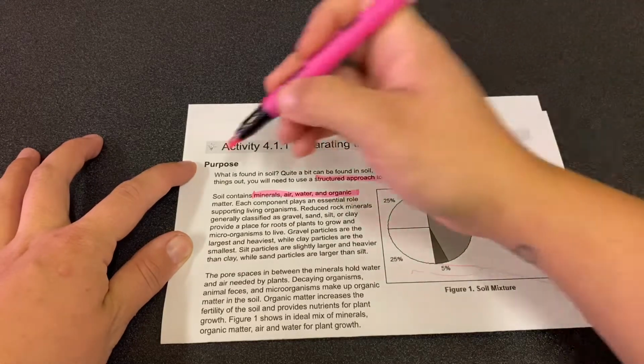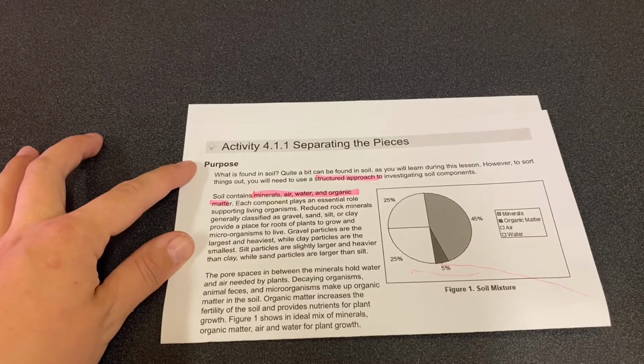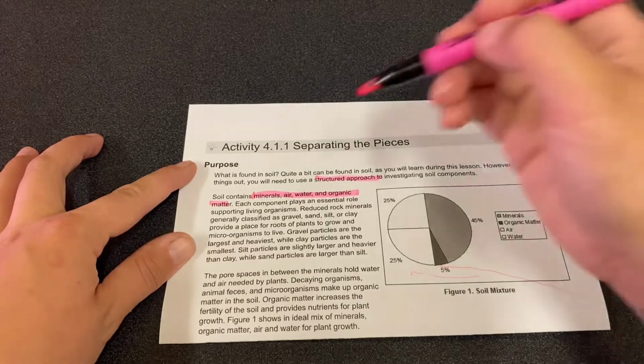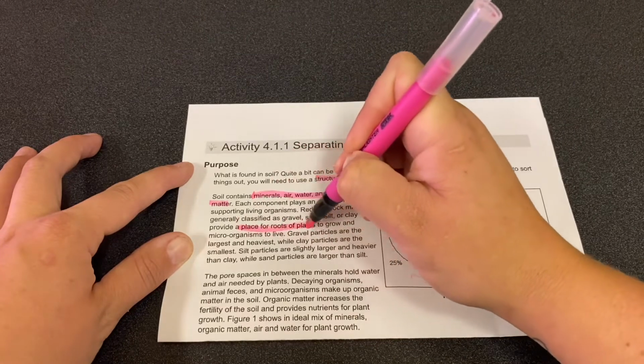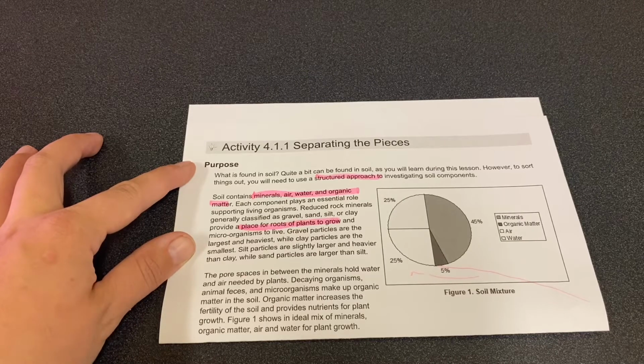All right, you should know from the notes, soil contains 4 main components. They are minerals, air, water, and organic matter. Each component plays an essential role supporting living organisms. Reduced rock minerals, generally classified as gravel, sand, silt, or clay, provide a place for roots of plants to grow and microorganisms to live. Gravel particles are the largest and heaviest, while clay particles are the smallest. Silt particles are slightly larger and heavier than clay, while sand particles are larger than silt.